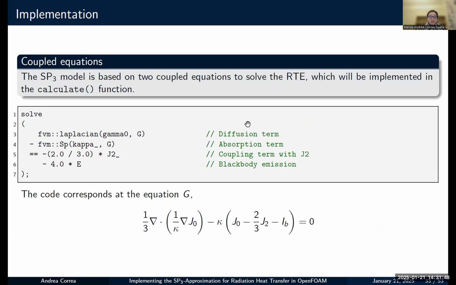Then we need to put in the equations to solve the problem. If we remember, we need to use two different equations that depend on each other. In this case, the equation for the zero moment, which represents the isotropic moment, is solved in this calculate. Here it uses this function for the diffusion term, and the next is the FBM for the absorption terms. This equation, of course, includes all the terms and an explicit coupled term with the second equation.